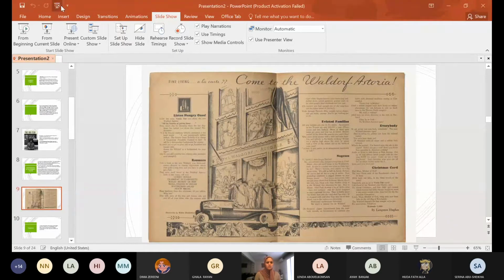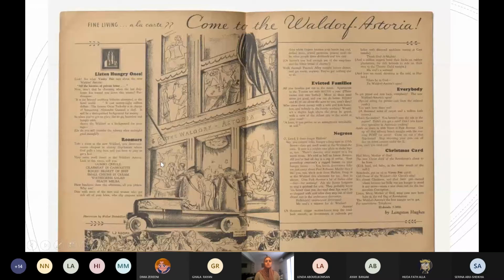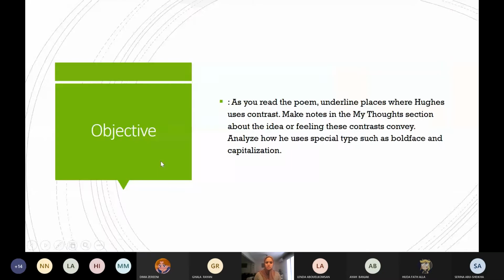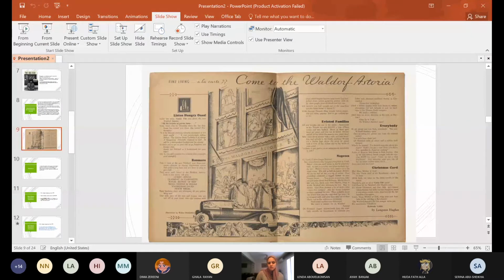Read from the beginning. Come to the Waldorf Astoria. So the objectives: what are we going to do while we read? As we read the poem, we will underline places where he uses contrast, the juxtaposition, and make notes in the thoughts column about the idea or feeling those contrasts convey, and analyze how he uses special types such as boldface and capitalization. When we start reading, we'll understand. I will open now for you the PowerPoint.